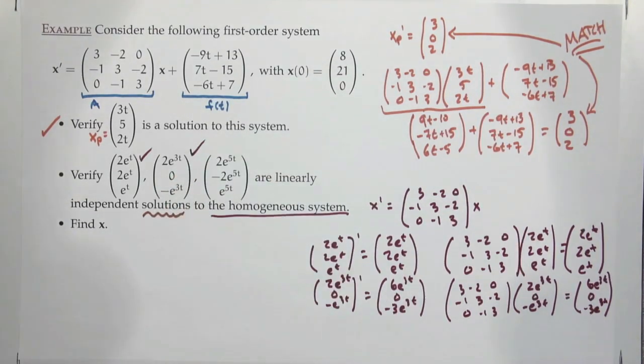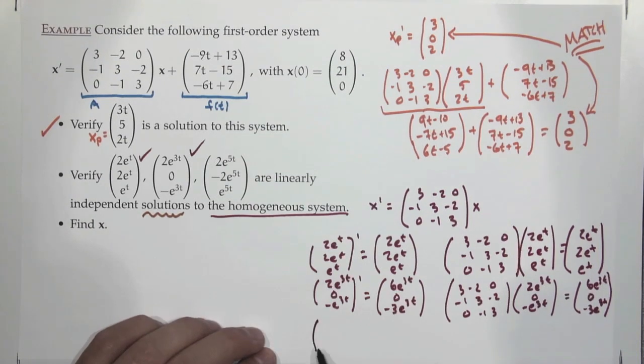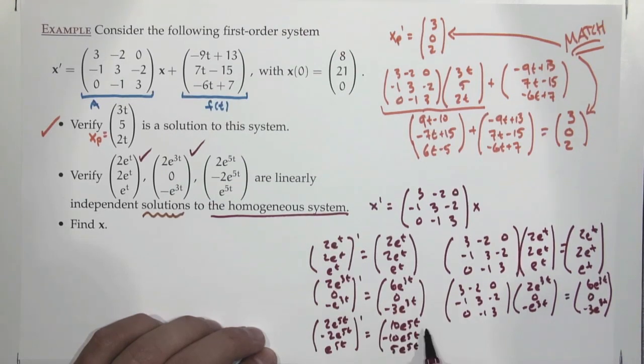Okay. Wow. Now you're probably thinking, we're only 2/3 of the way done with this part. That only gets us halfway through this bullet point. This is fun. Look at all the math we get to do. Okay, what's the derivative of 2e to the 5t, minus 2e to the 5t, e to the 5t? 10e to the 5t. Negative 10e to the 5t. And 5e to the 5t.